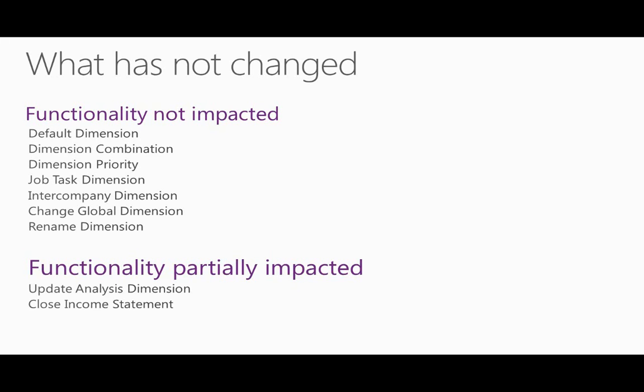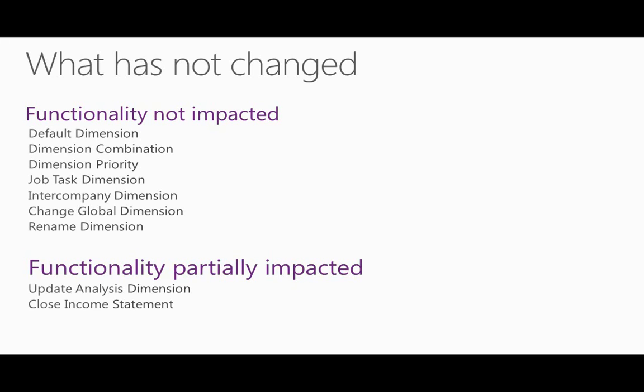Job task dimension. Job task dimension allows the user to set up dimension values for a specific job task. The way the system stores and retrieves the dimension information for the job task is not impacted by the dimension redesign. The table 1002 job task dimension still exists in the database. The job task dimensions are used during the WIP, work in progress, calculation.